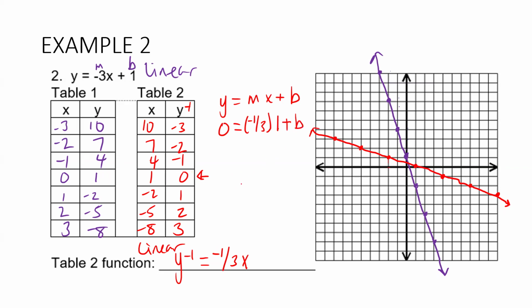What would make this a true statement? What would b have to be? b would have to be 1/3. Does that make sense? So our intercept is plus 1/3, and that's the equation of our inverse. Are these two reflected over the y equals x line? They are. We have that symmetry. If I was to fold it along the diagonal, they would be symmetrical. Does that make sense? All right.